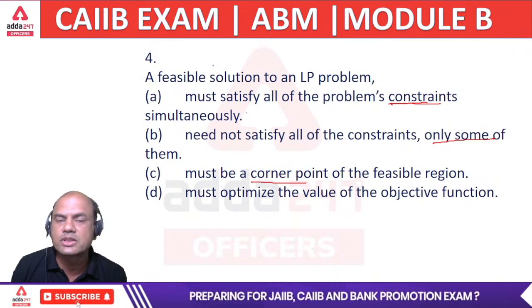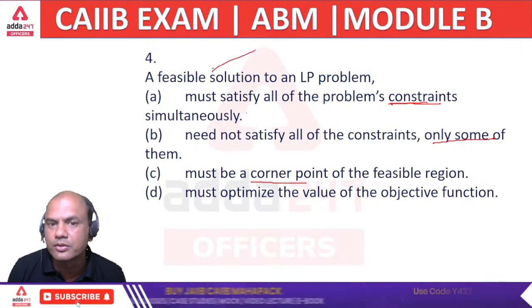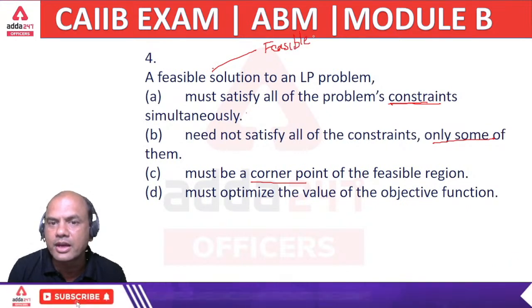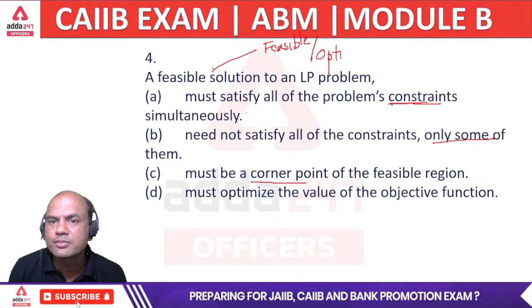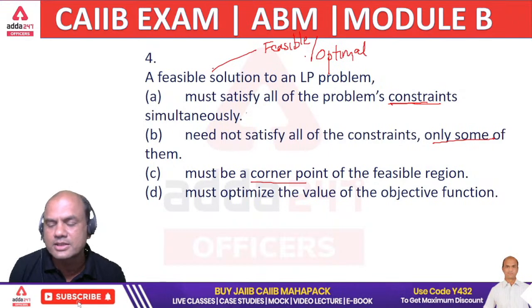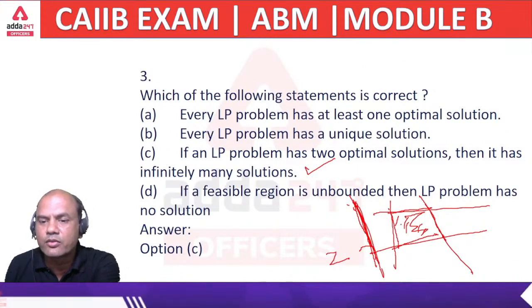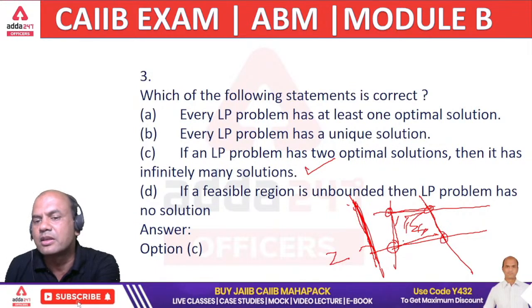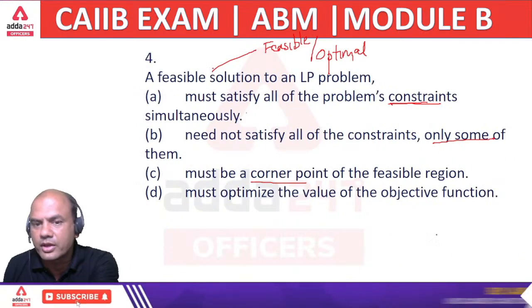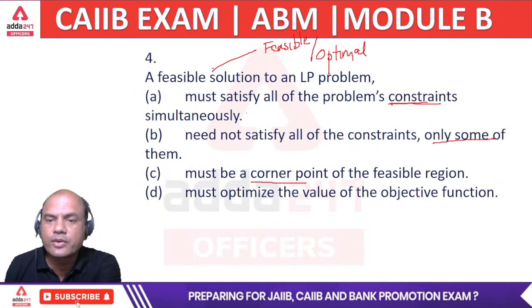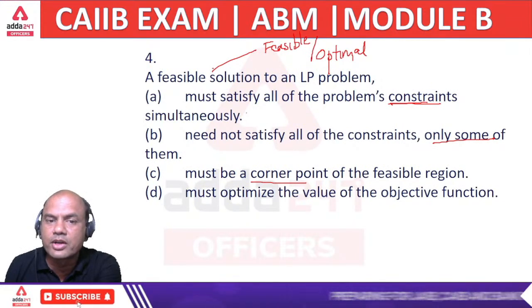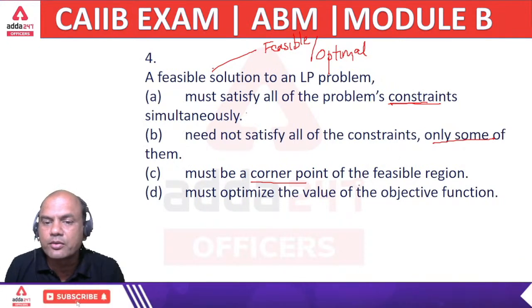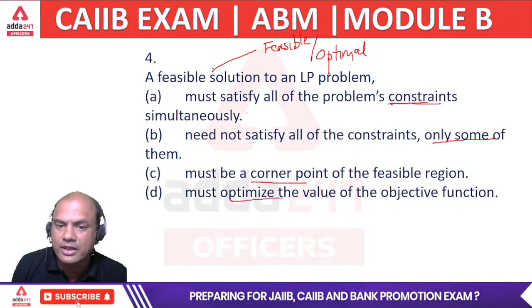What is a feasible solution? Firstly, understand there are two types of solutions I told you: feasible, right? And second is optimal, correct? So feasible contains everything, all the regions. See this, in this region, what is feasible? This point, this point, this point and this point. All are feasible. But optimal is only one. So need not satisfy all the constraints, only some of them. So we want it for feasible now. Must be the corner points of the feasible region. Must optimize the value of the objective function.